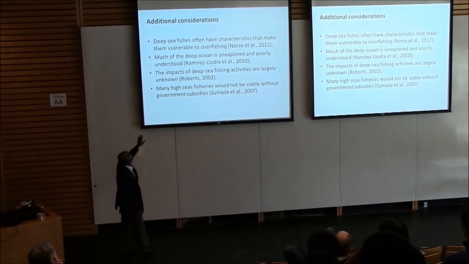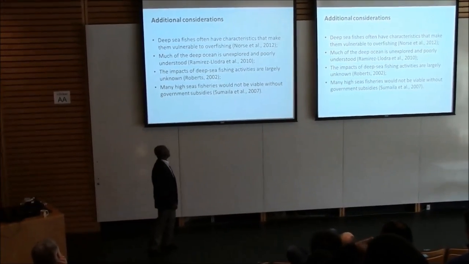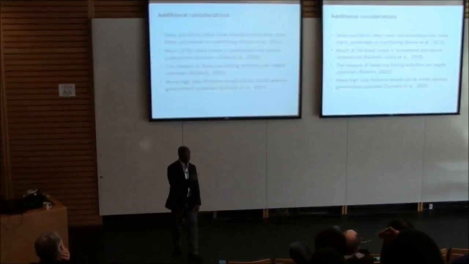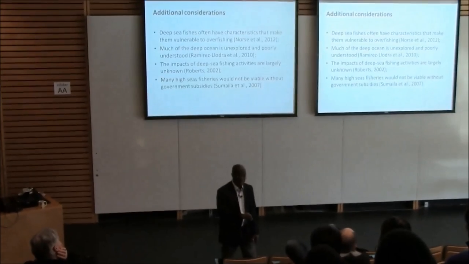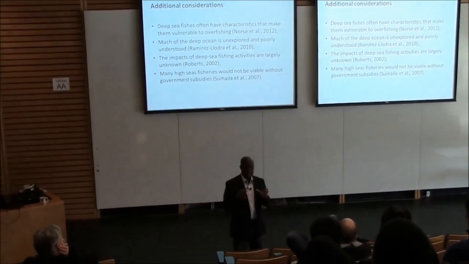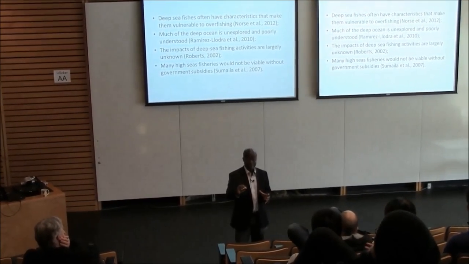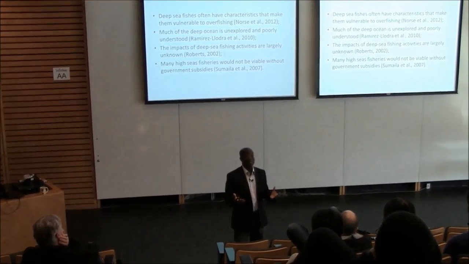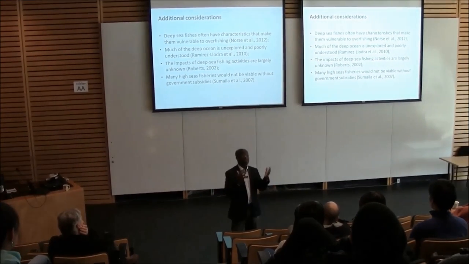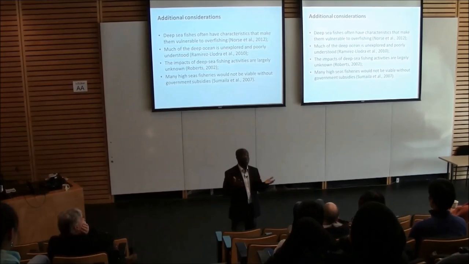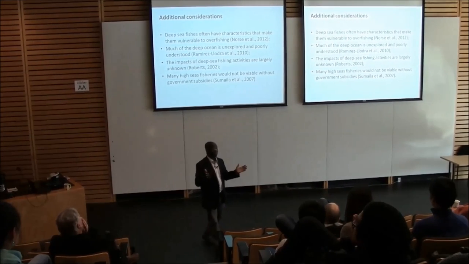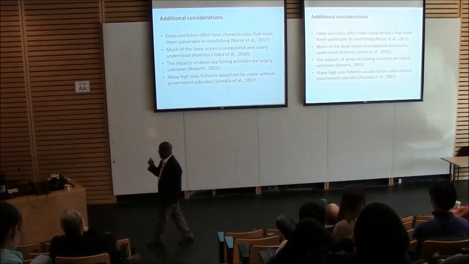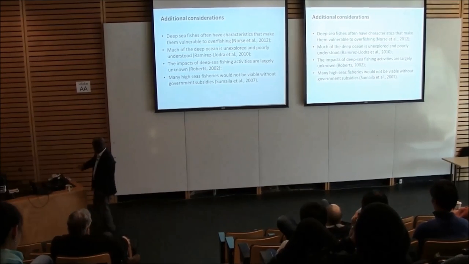And many high seas fisheries will not be viable without government subsidies. In this paper, we actually did a quick estimate of bottom trawling on the high seas and the deep seas. And what we found is government subsidies to the vessels that go out was about 25% of the landed values, the revenues they make, 25%. And the profits, 10%. That tells you already, most of them will not be able to fish without your money. Okay? That's economic.